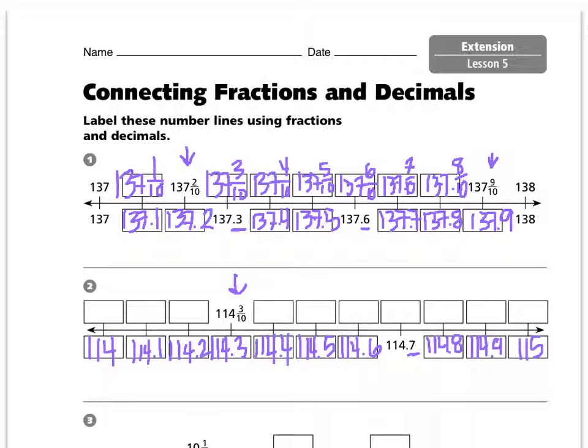Once you have your decimals, go ahead and start working up in your fractions. You know that your whole number is 114 and you're adding 1/10 more. So I have 114 and 4/10, 114 and 5/10. Keep adding 1/10 more in order to complete the rest of the top. And then for the bottom part of it, you're going to have 114 and subtract a tenth, so I have 114 and 2/10, 114 and 1/10, and 114 as your whole number.